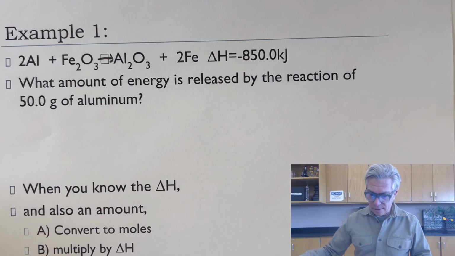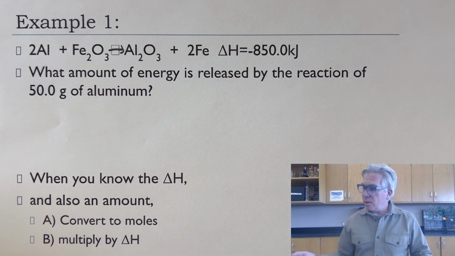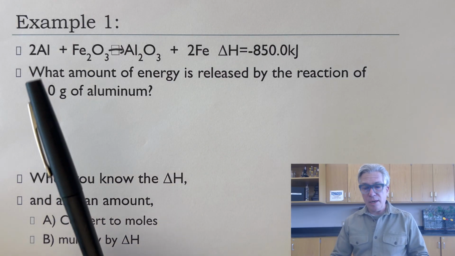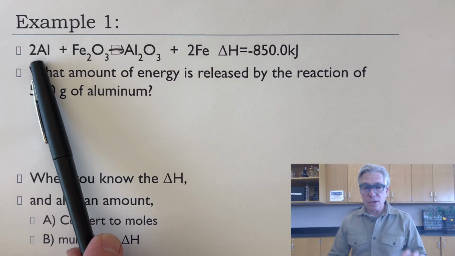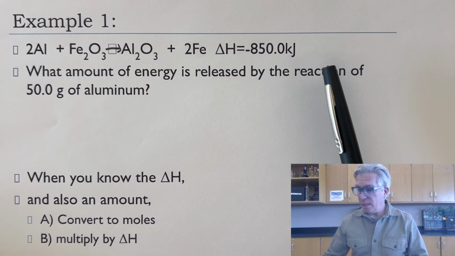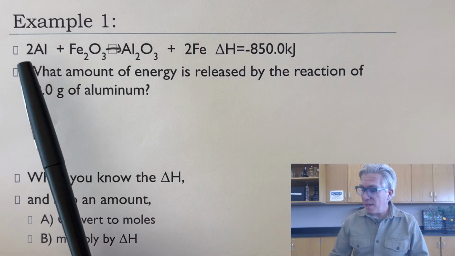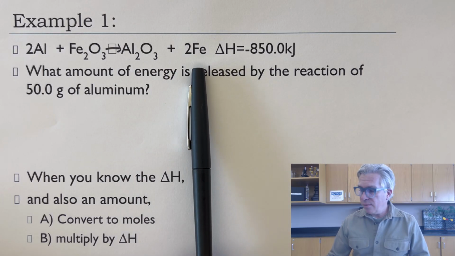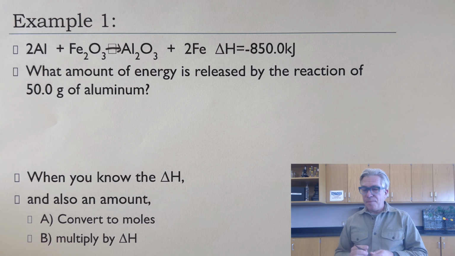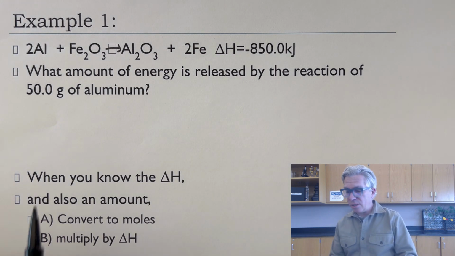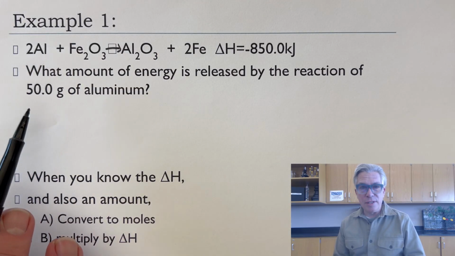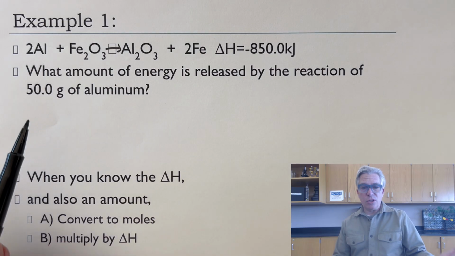All right, so then we get to questions like this, which you're likely to see. Going to one of my favorite reactions, this is the Thermite reaction. I have videos on that if you want to go check them out. Just search Thermite in the search bar and you'll see me doing some really fun things outside. Aluminum plus iron oxide makes aluminum oxide and some molten iron, and 850 kilojoules are produced. But we might be asked this question: what if I have 50 grams of aluminum? Maybe I don't have 2 moles, maybe I have 50 grams. What amount of heat will actually be produced?